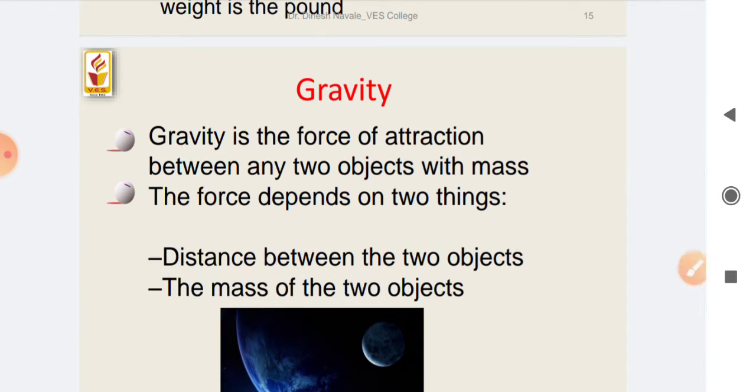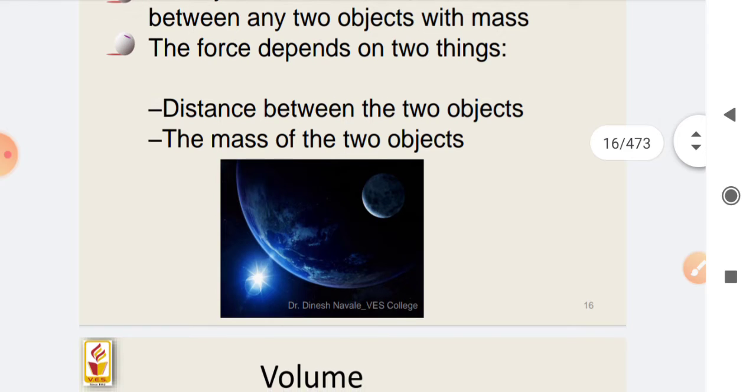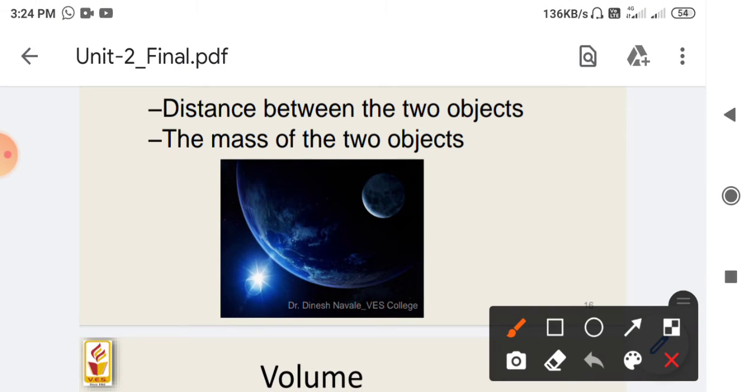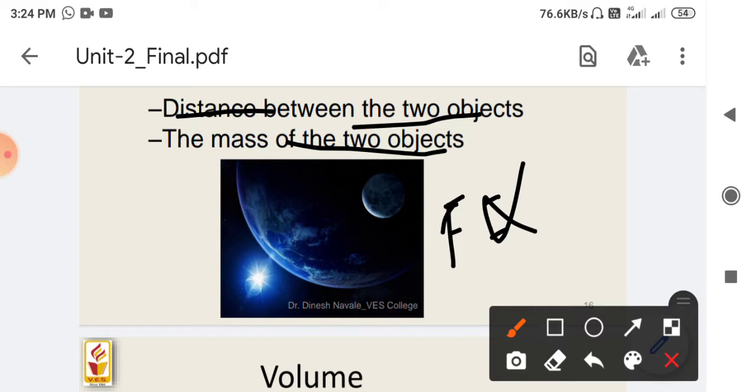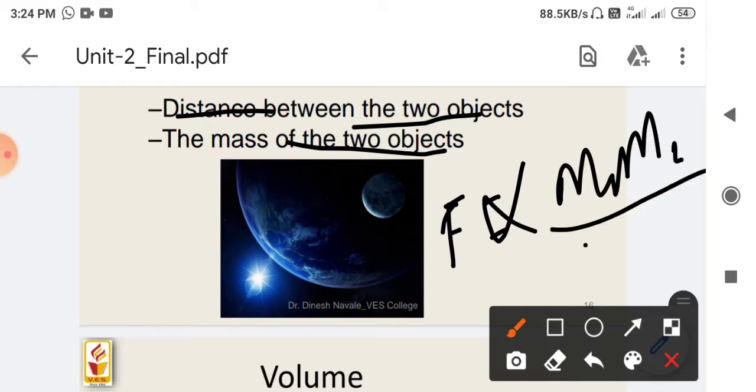So gravitational force. Gravitational force is the force of attraction between any two objects with certain mass. This force depends upon two variables: the distance between the two objects and the mass of the two objects, and that law is given by Newton. We have the equation, which is related to the product of the masses of the two objects, m1 m2 upon r square, where r is the distance between the two objects.